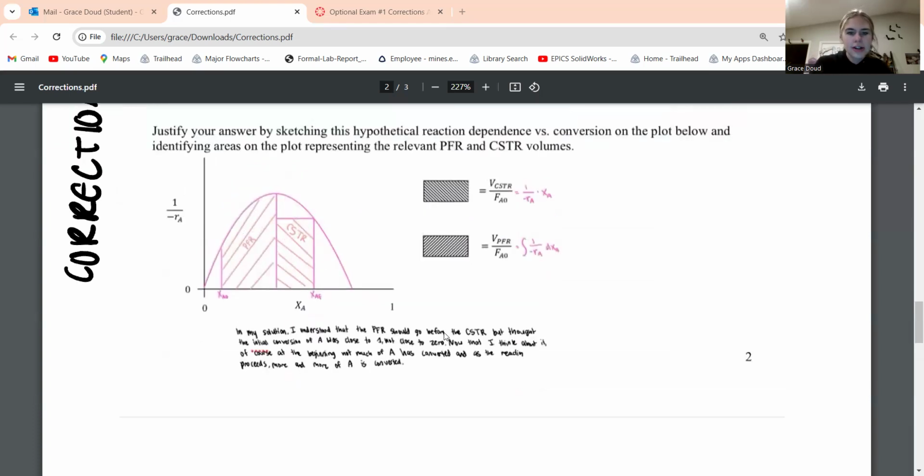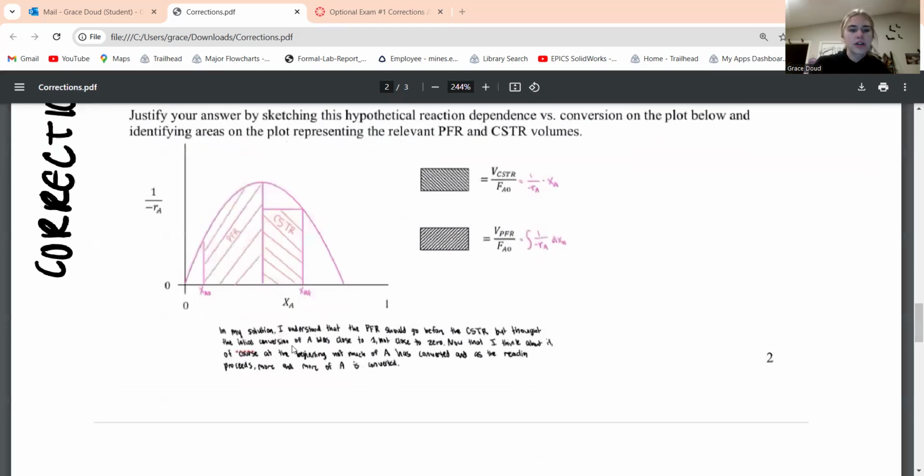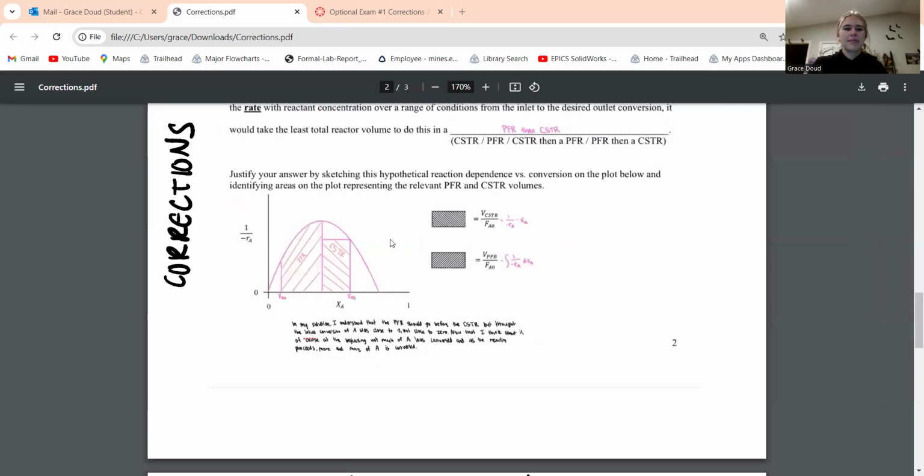So in my solution, I understood that the PFR should go before the CSTR, but I thought that the initial conversion of A was close to 1, not close to 0. Now that I think about it, of course, at the beginning, not much of A has converted, and as the reaction proceeds, more and more of A is converted. So I think I really understand this now. I just had them flipped in my exam.